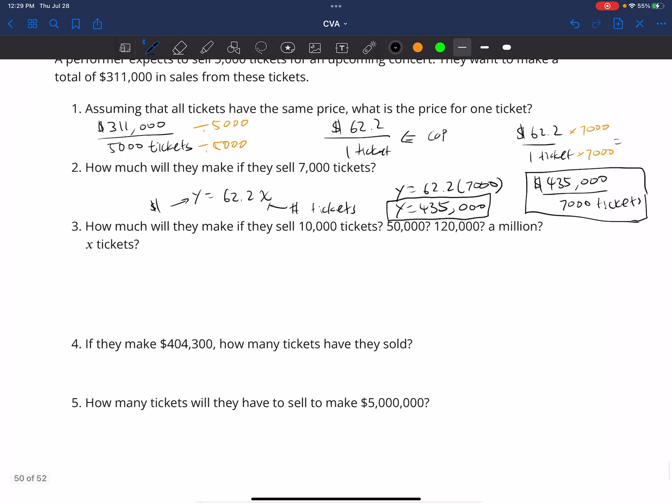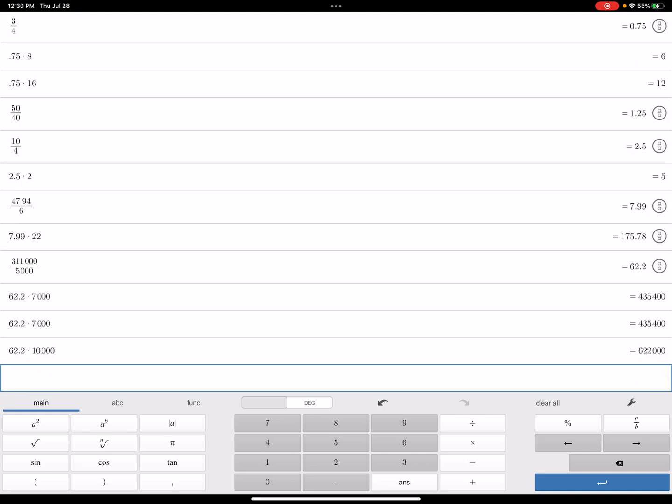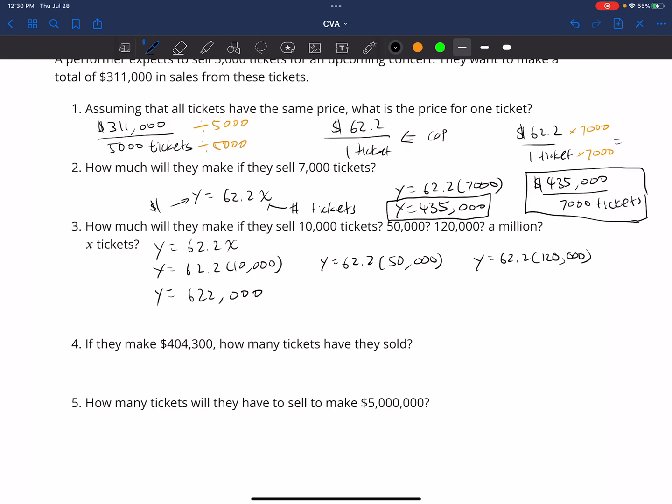So now we have to use our equation, 62.2x, for 10,000 tickets, then 50,000 tickets, and then finally 120,000 tickets. X represents tickets. So let's do the first one: 62.2 times 10,000 is going to equal $622,000. So that's how much for 10,000 tickets.